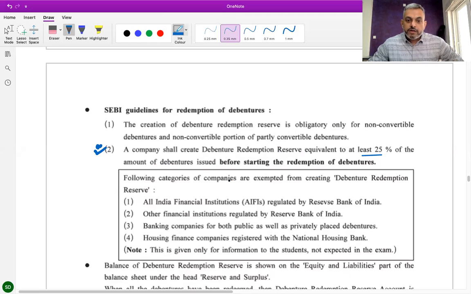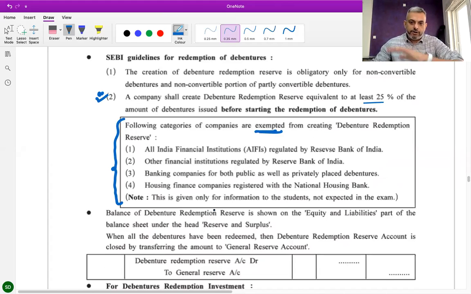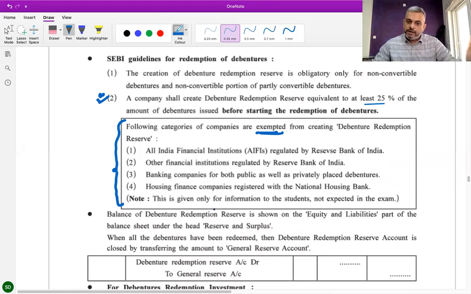But over here, the following categories are exempt. कौन exempt है? Financial institutes regulated by Reserve Bank of India, other financial institutes regulated by Reserve Bank of India, banking companies, both public as well as privately placed debentures, and housing finance companies registered with National Housing Bank. Now, this is given for your understanding. It is not expected in your exam, but you should know that generally for finance companies and banks, we need not provide for debenture redemption reserve.